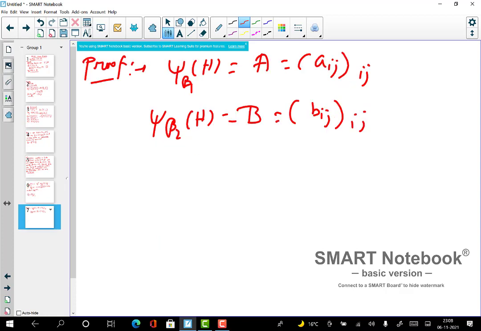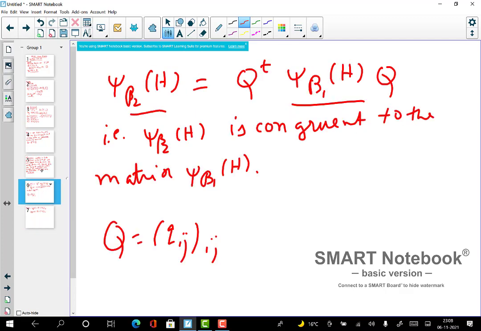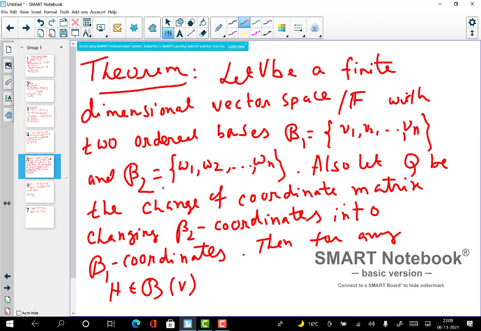And then we want to show that A and B are congruent to each other. Before showing that, what is known? It is known that the coordinate matrix Q sends beta coordinates to beta 1 coordinates. So what does that mean?